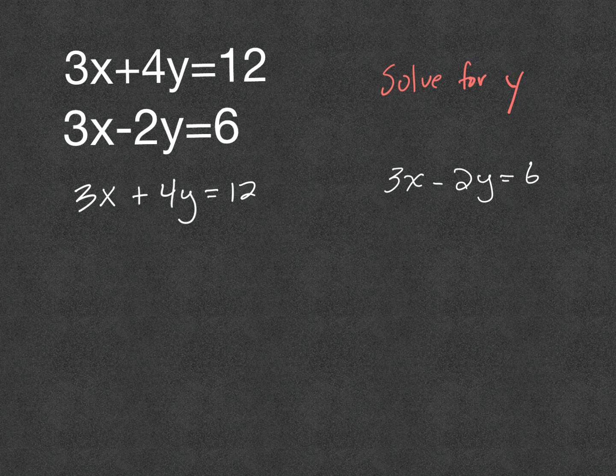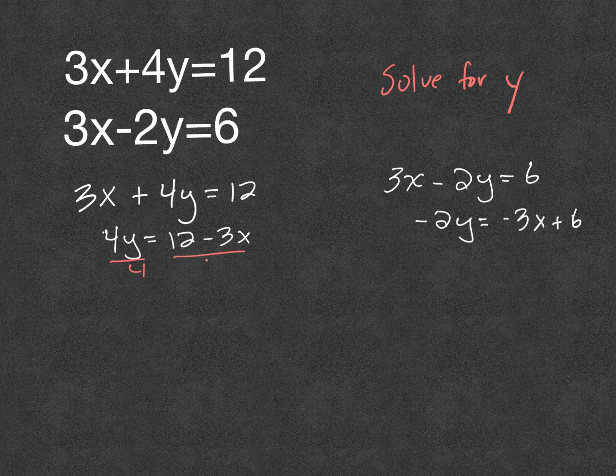Okay, let's do these together. What I'm going to have here is 4y is equal to 12 minus 3x. And over here, I'm going to get negative 2y is equal to 6, or you could say negative 3x plus 6. Divide the first one by 4, and I'm going to get y is equal to negative 3 over 4x plus 3.